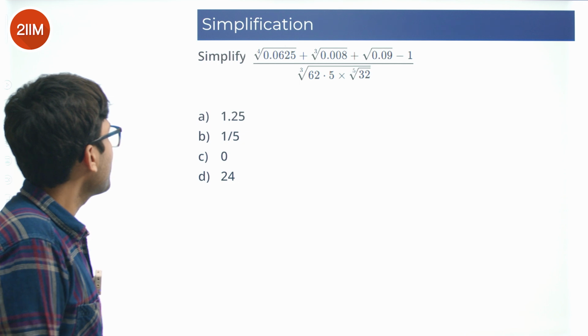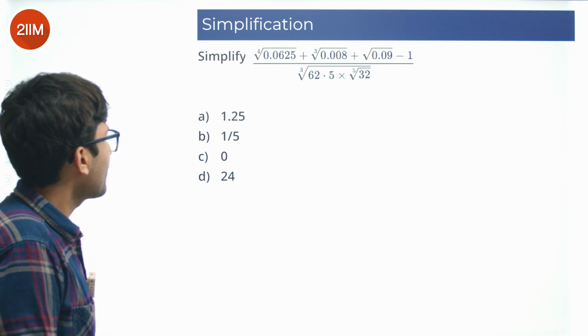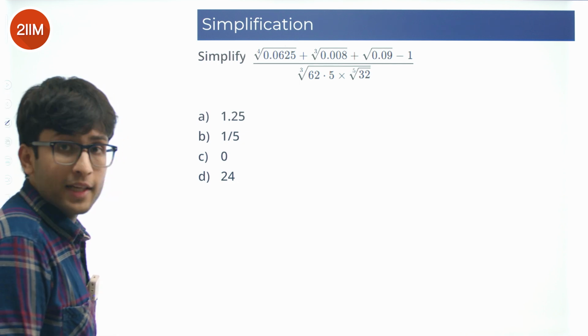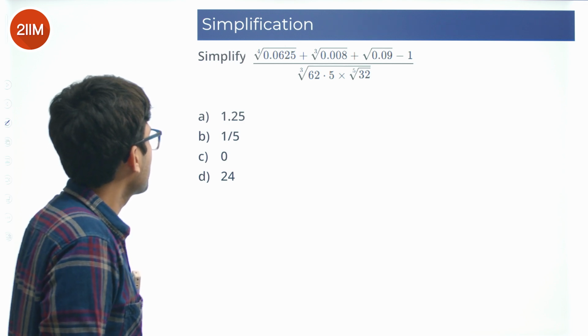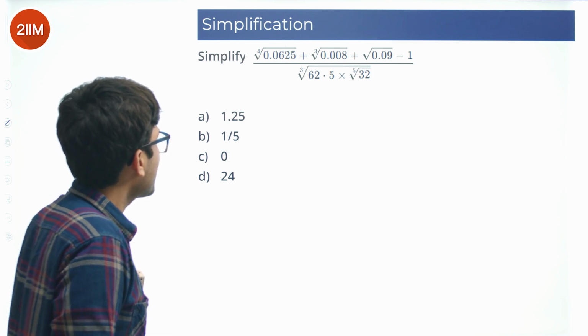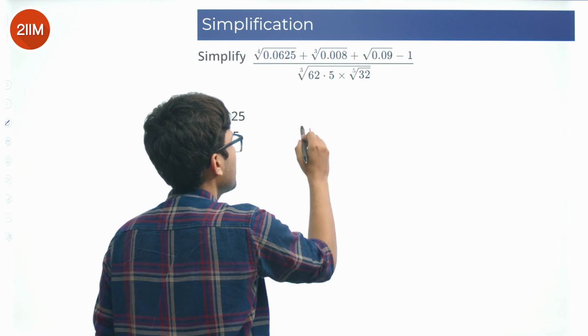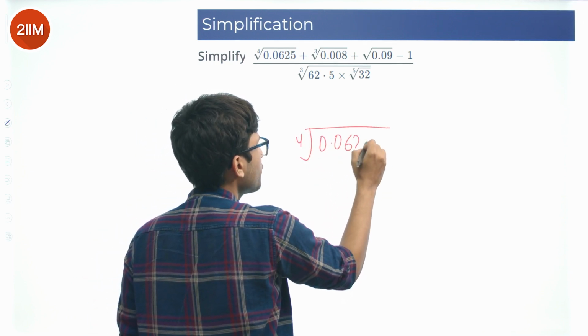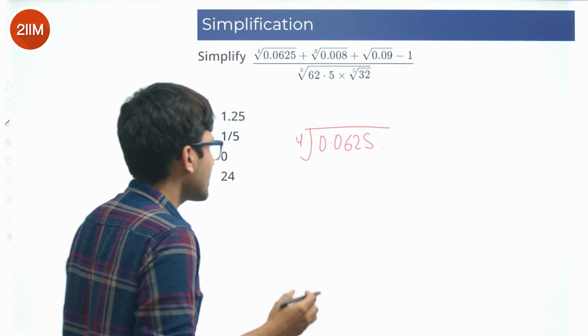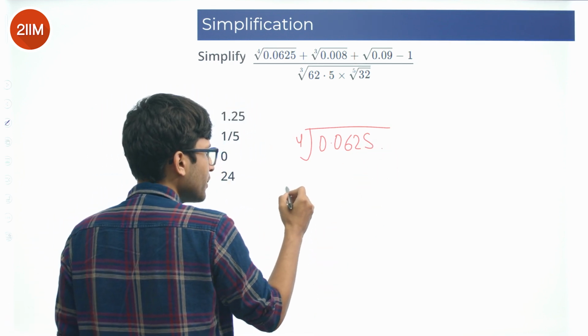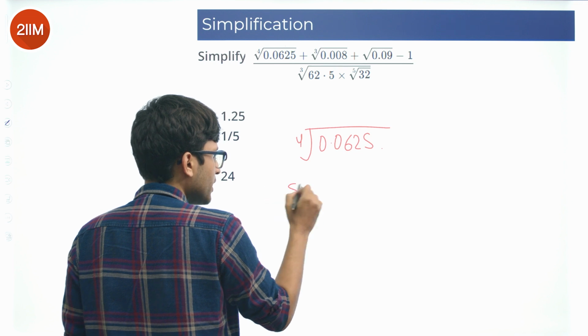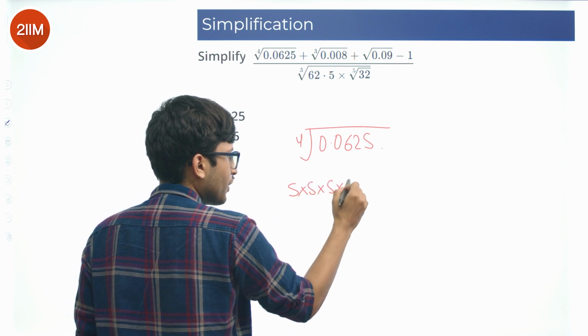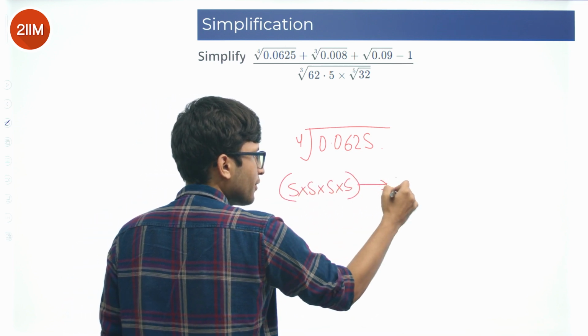Simplification. Simplify this equation. So first of all, let's start with the numerator and then we'll jump to the denominator. For the numerator, the first thing is 0.0625. What is 625? Sounds familiar. It is 5 into 5 into 5 into 5. This is equal to 625.